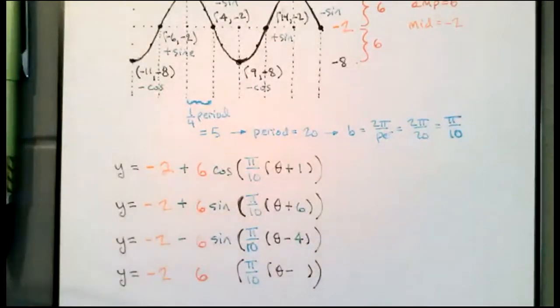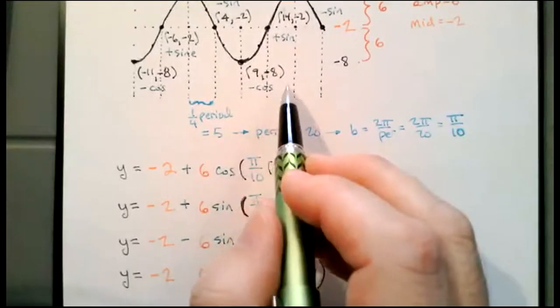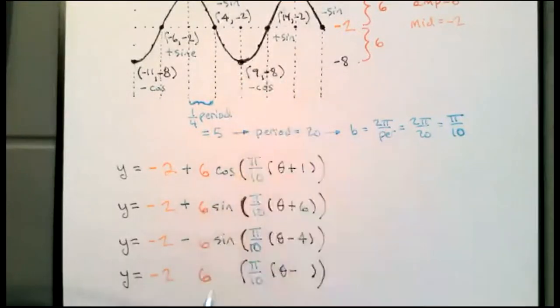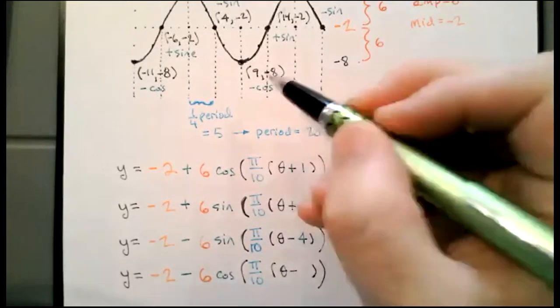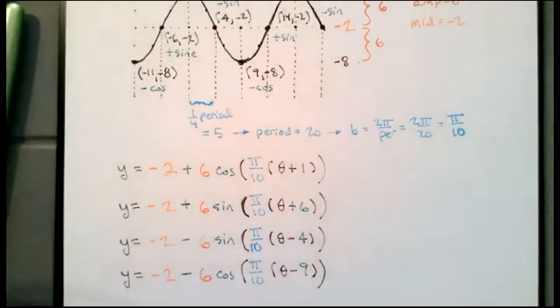Now I just have to pick any point to start. Let's suppose that we're starting off at 9, -8. Since the 9, -8 is at the bottom, that means we're using negative cosine. And then the x coordinate is 9, so our horizontal shift is theta minus 9. Any questions?